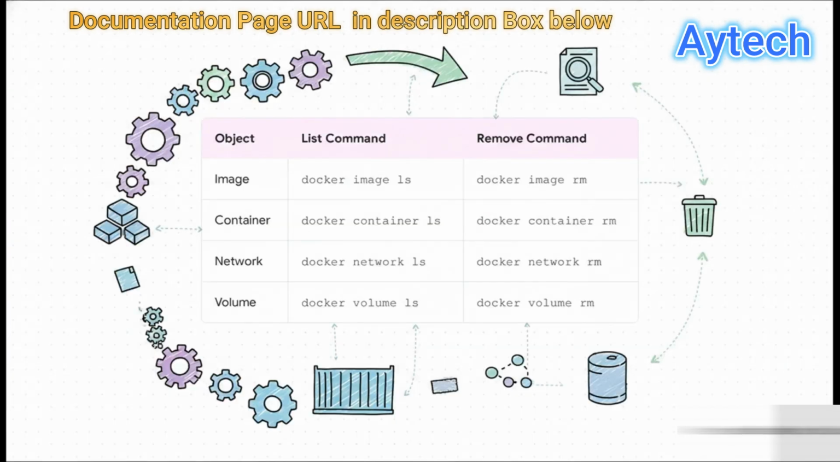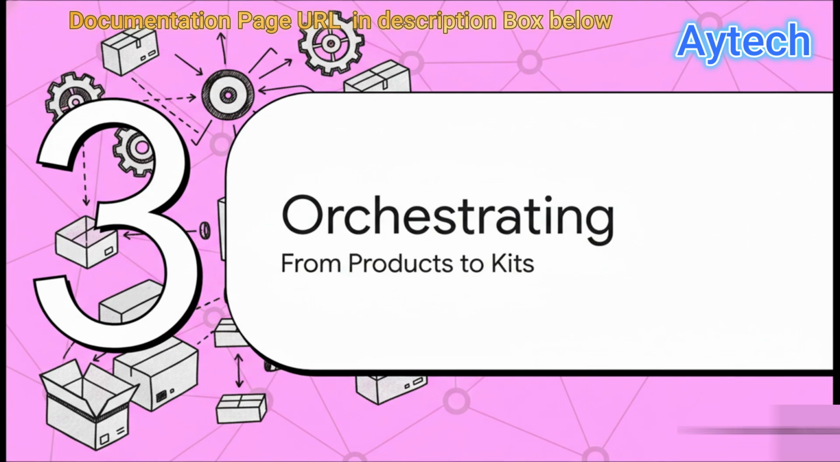And this is where it gets really powerful. Just look at how this pattern scales across the whole system. To list your images, it's docker image ls. To list your containers, docker container ls. You see the pattern for networks and volumes? It's the exact same logic. The action, like ls to list or rm to remove, it stays the same. You just swap out the object you're talking to. This table just lays it out perfectly. It's all about consistency. Okay, so we've got a handle on managing individual blueprints and products.